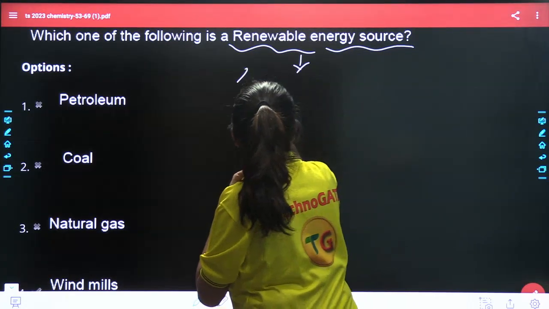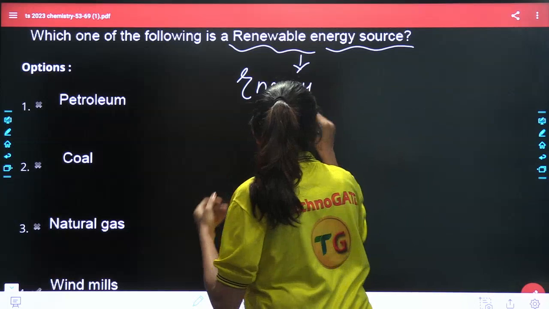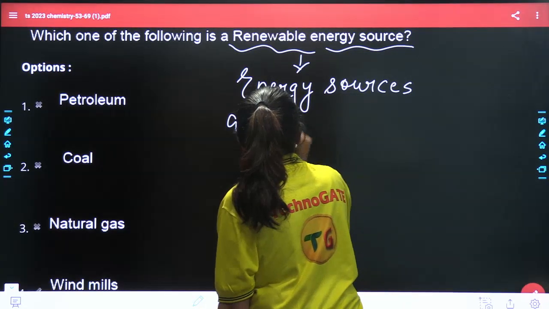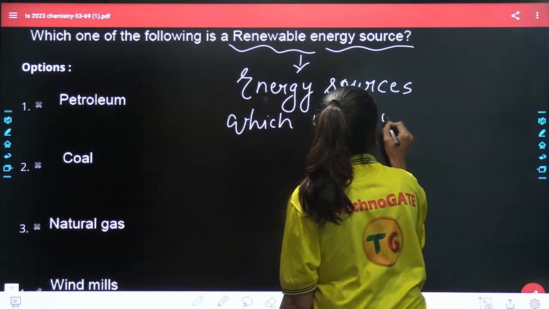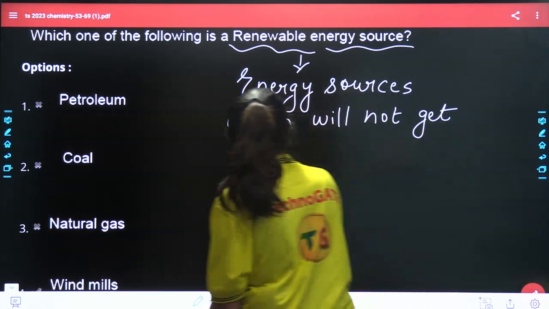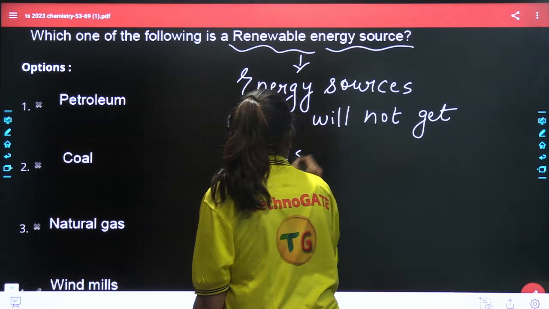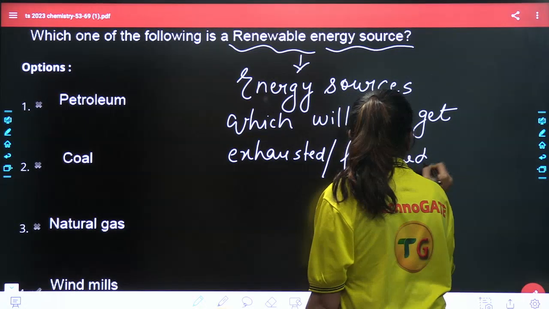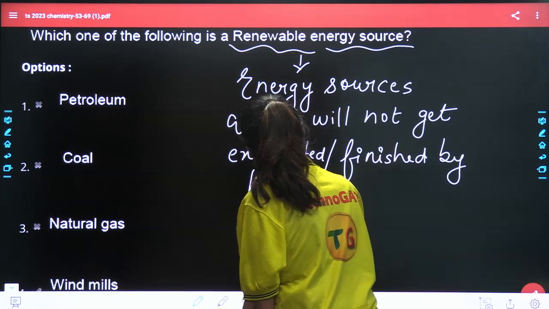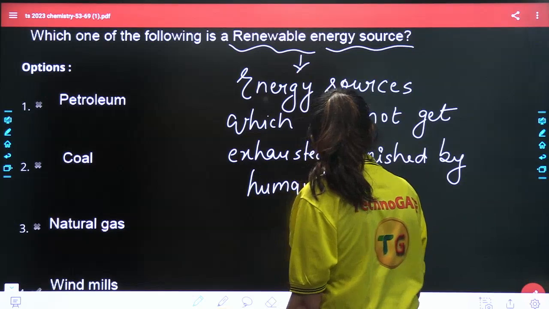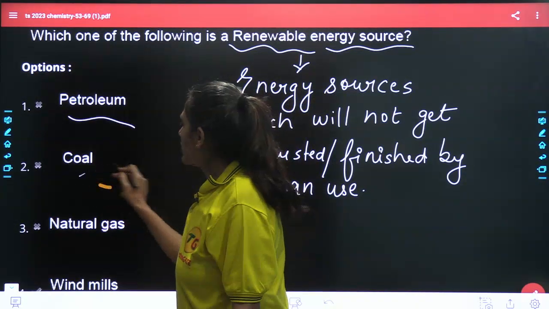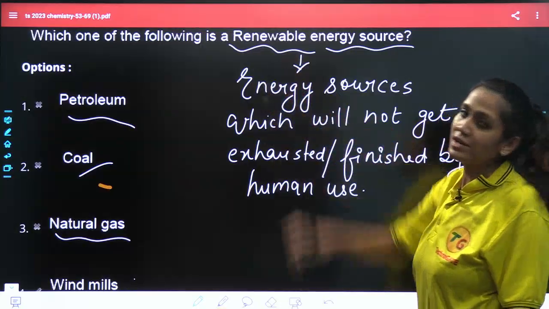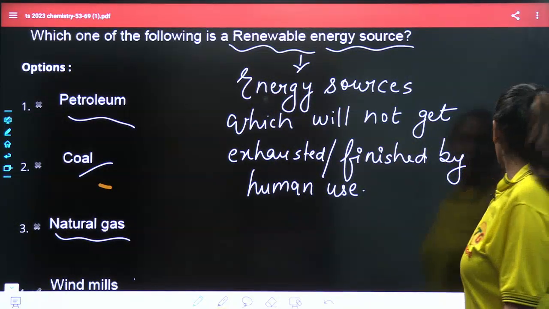Energy sources which will not get exhausted or finished by human use. Now if we use petrol, it will get exhausted. Coal will also get exhausted. Natural gas will also get exhausted. But windmills will not get exhausted. So it is a renewable energy source. Clear? Okay. Next question.